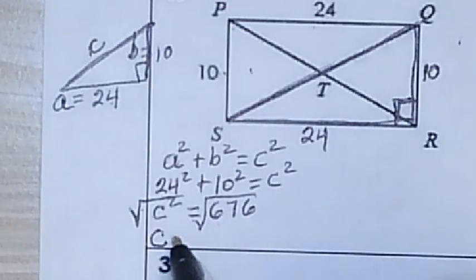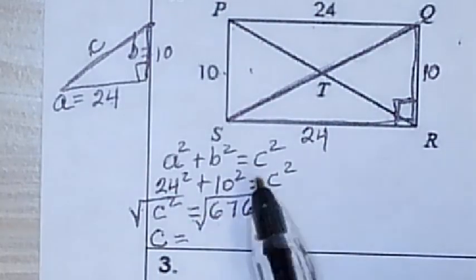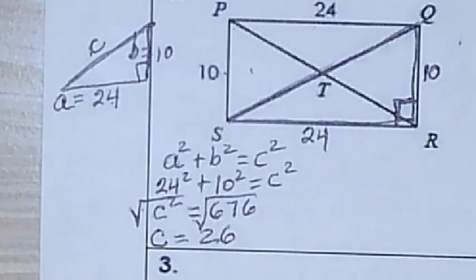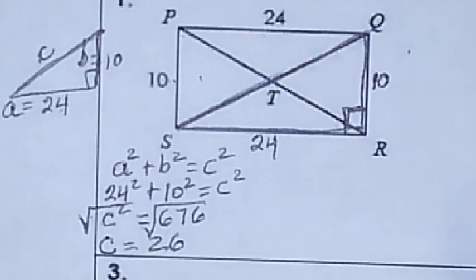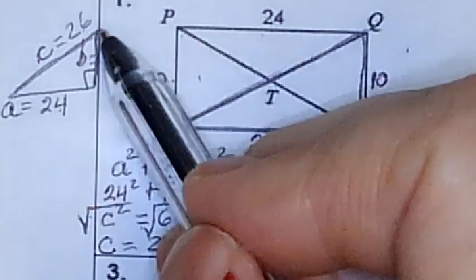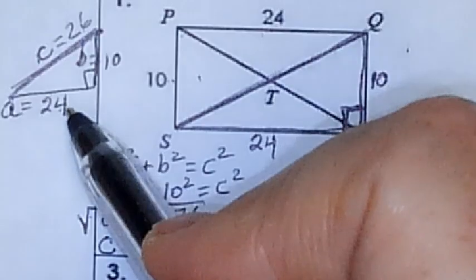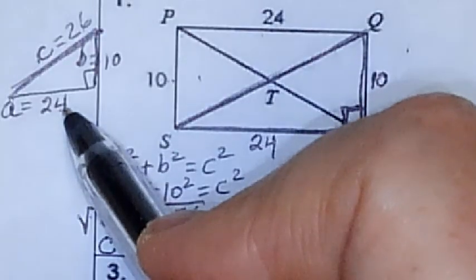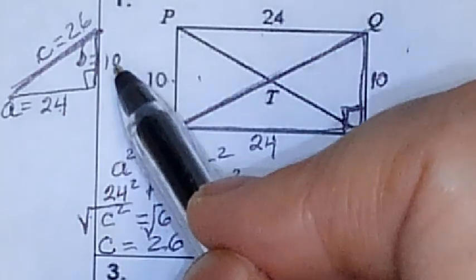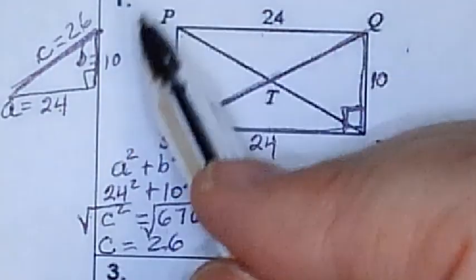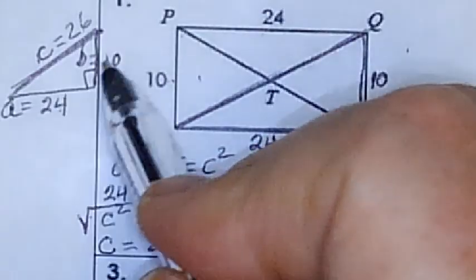And if you take your calculator and find the square root of 676, you find out that it's 26. And use your number sense. Is it viable? Is it plausible that this is 26? Well, yeah, because remember, the hypotenuse is the longest side. If you ever got a number that was less than 24 or less than 10, it couldn't possibly be. The hypotenuse is the longest side, so it has to be greater than either one of the sides.